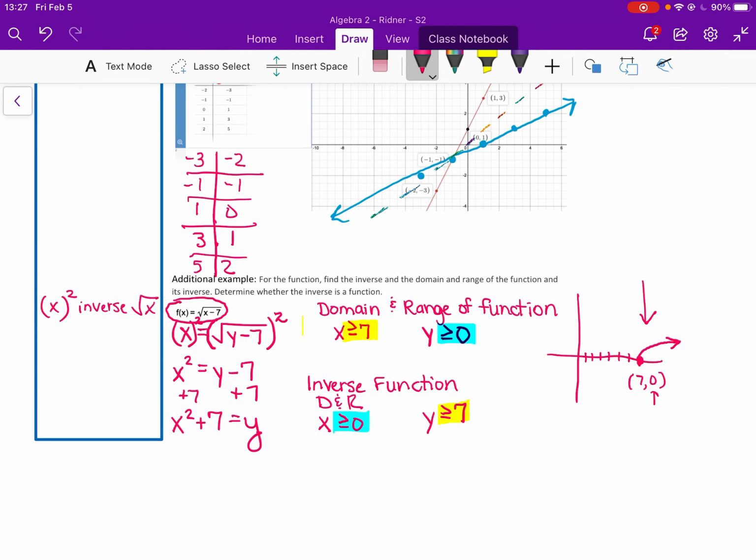There's a quick video on the highlights of inverses. Next up is practice.